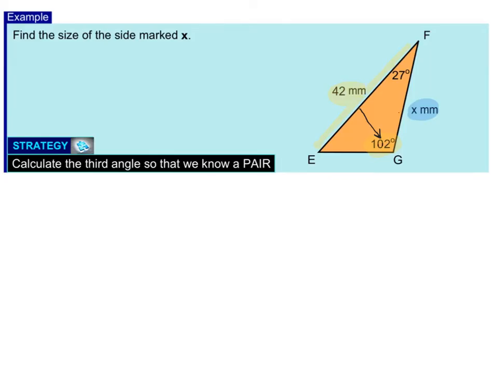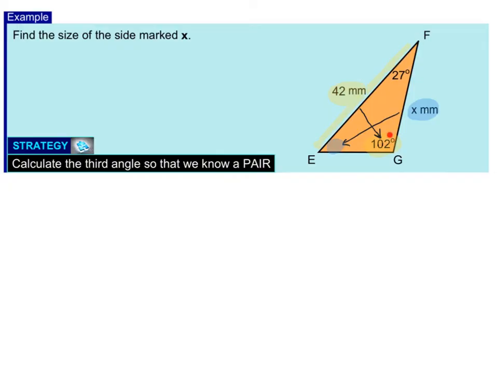X, the thing we're trying to find, we actually need to know that angle in there. That 27 would only be useful if I was trying to find this side here, which I'm not. So I need to find this missing angle.